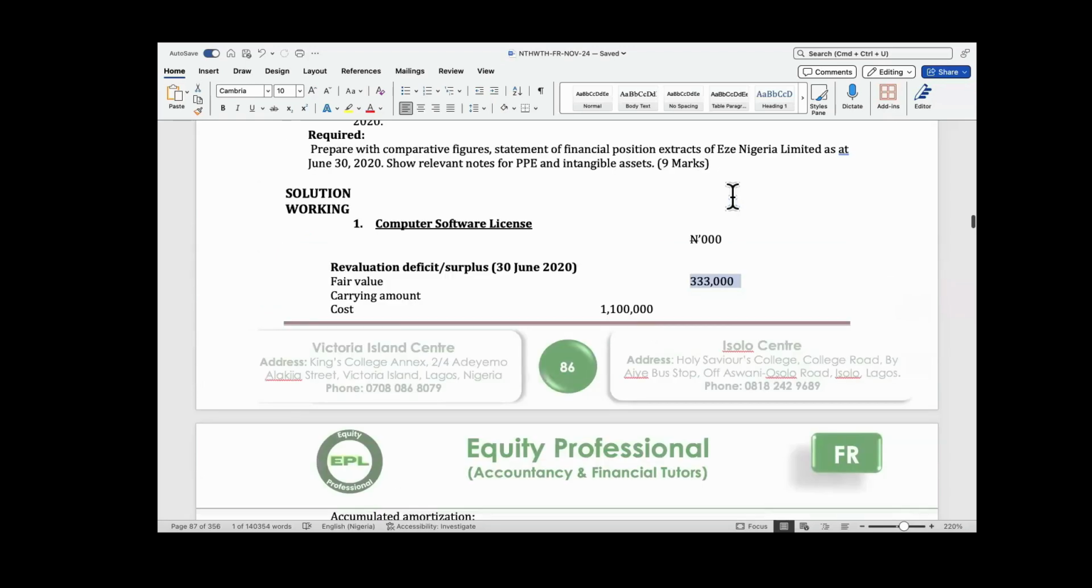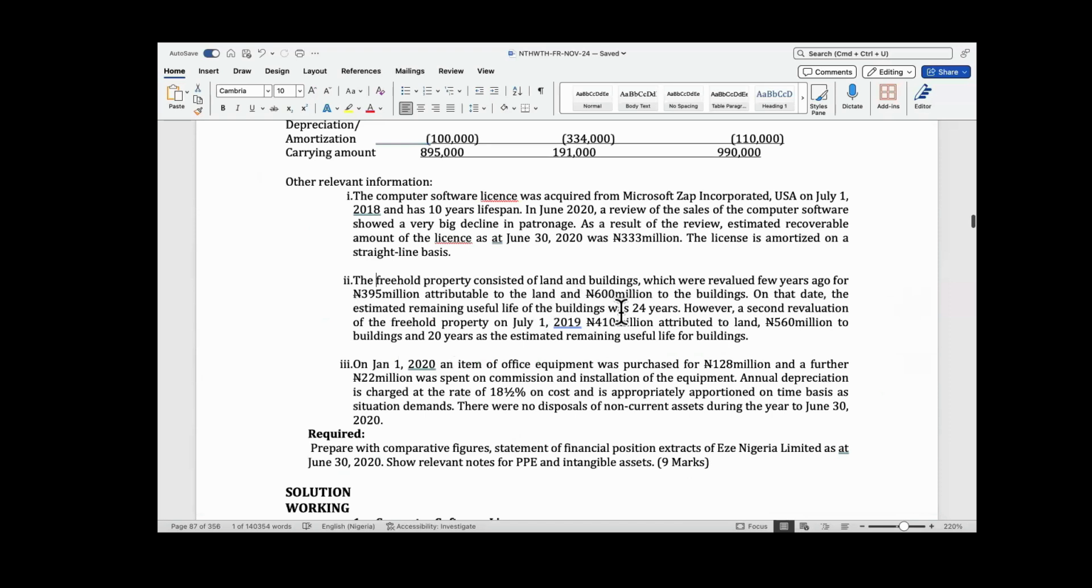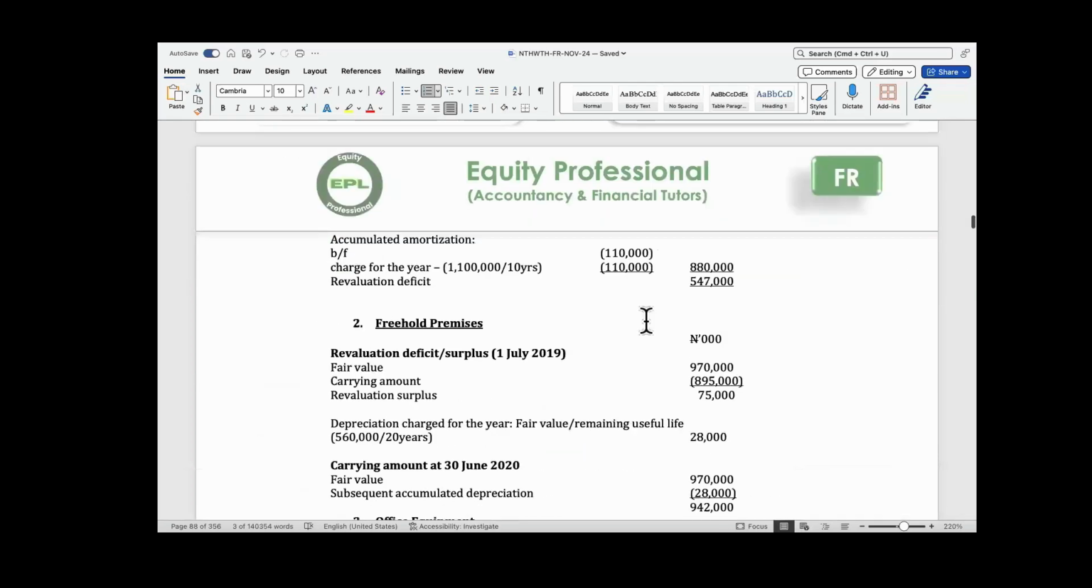The second one, which is the freehold property, again, there was revaluation here. This one was revalued at the beginning of the year, both land and building. So again, for the freehold, the first thing I will do is my revaluation deficit or surplus at the date of revaluation.